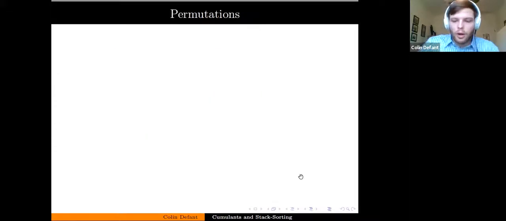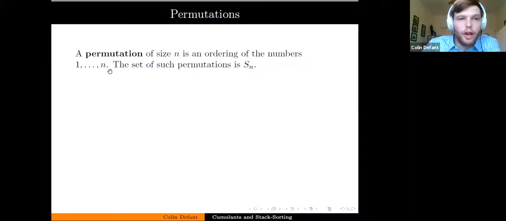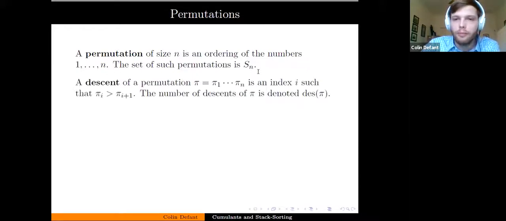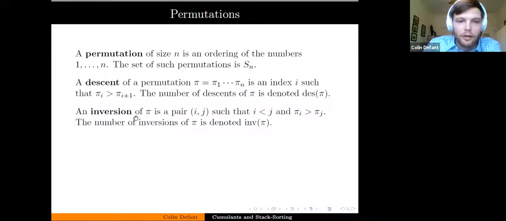So a permutation of size n is an ordering of the numbers from 1 to n, and I'll let S_n be the set of permutations of size n. A descent of a permutation is just an index i such that the ith entry of the permutation is bigger than the (i+1)st entry, and I'll let des(π) be the number of descents of π. An inversion of π is a pair of indices (i, j) such that i is less than j, and the ith entry of π is bigger than the jth entry of π. I'll let inv(π) be the number of inversions of π.